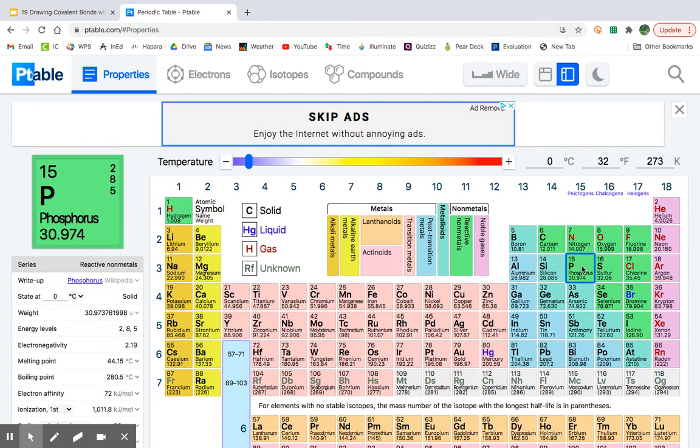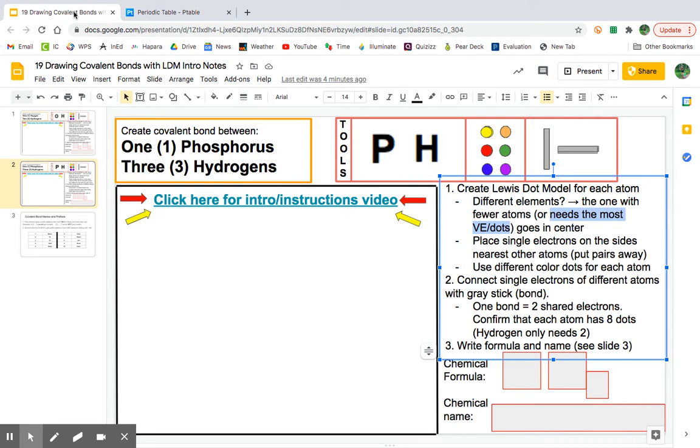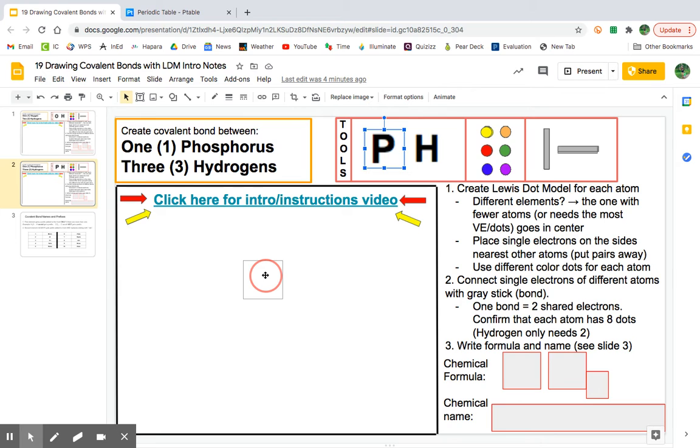Now phosphorus is in column 5, and it's going to want 8 dots. If it's in column 5, it currently has 5 dots, meaning it needs 3 more. Hydrogen needs 1 more. So who needs the most additional dots? Phosphorus. So we're going to put phosphorus in the middle. Not to mention there's only 1 phosphorus and 3 hydrogens, so that fits both of these criteria. Phosphorus is going to go in the center, and we're going to surround it with the 3 hydrogens.